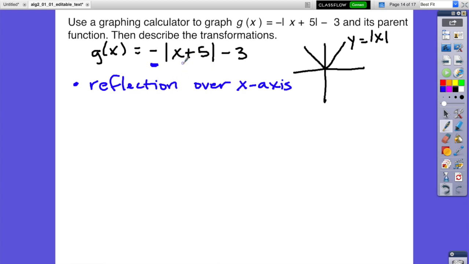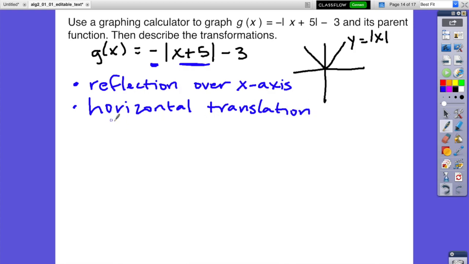All right, the next thing I see is this right here. Oh, it's on the inside, like a house, H, horizontal. Good. It's going to be a horizontal translation 5 units. Now let's think about this. If it's going to be to the left or to the right, I need what number to make this 0? I need a negative 5. So it's going to be 5 units to the left. There you go. The last one we see is this negative 3.